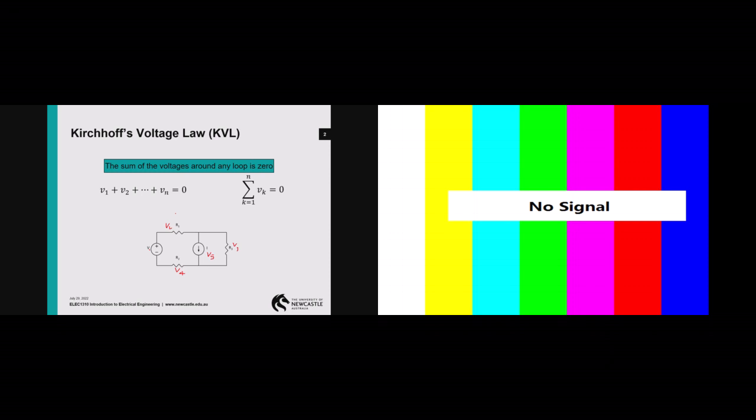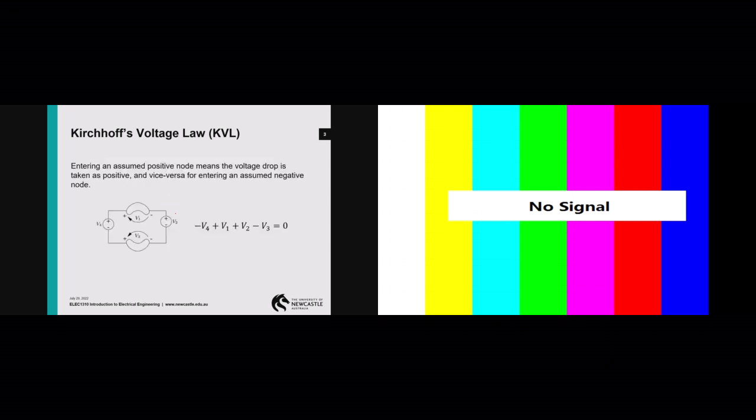Kirchhoff's current law mentions that the total sum of currents entering a node is 0, okay? Voltage law, the total sum of voltages around any loop is 0, okay? Everything is just essentially equal to 0, right? This is basically a principle of conservation, yeah? Right? So, I will talk a bit more on this when I do a summary later.